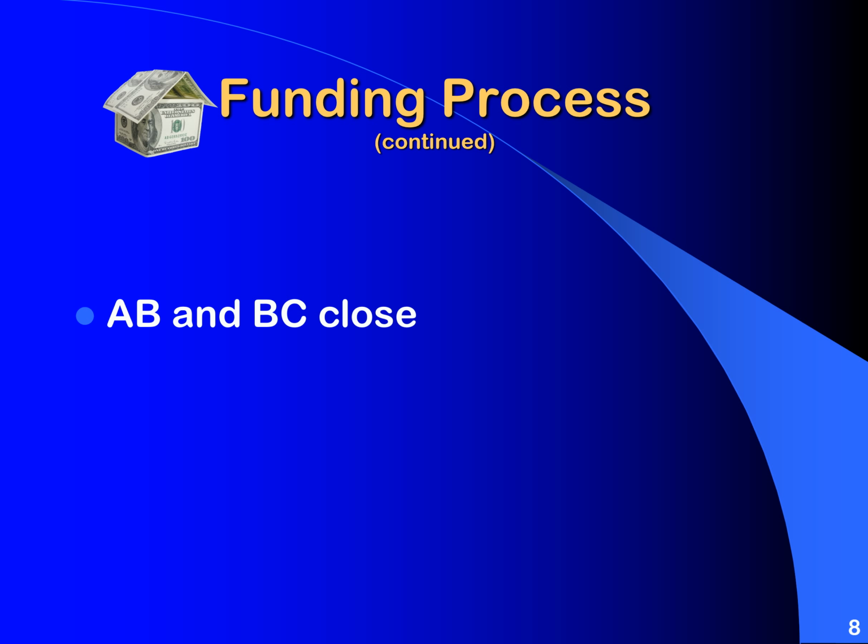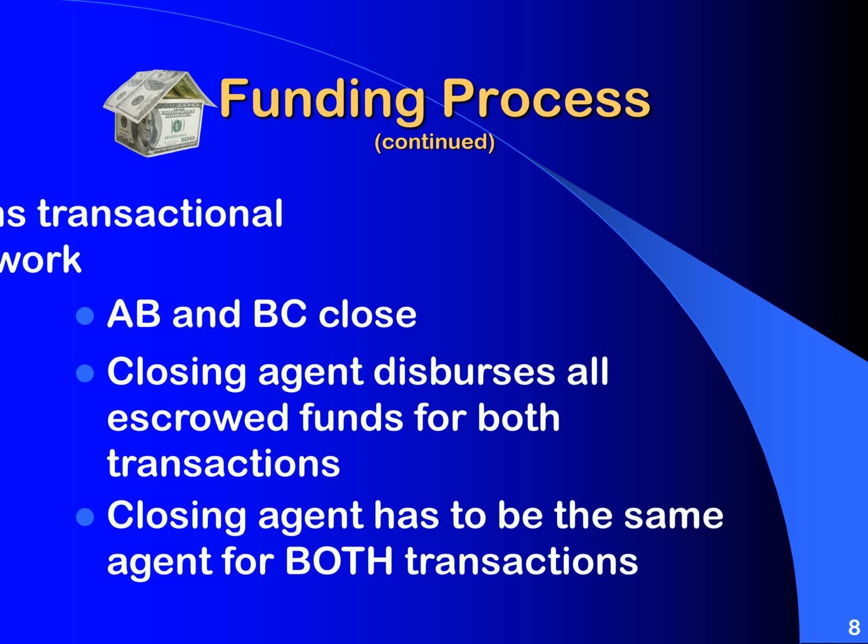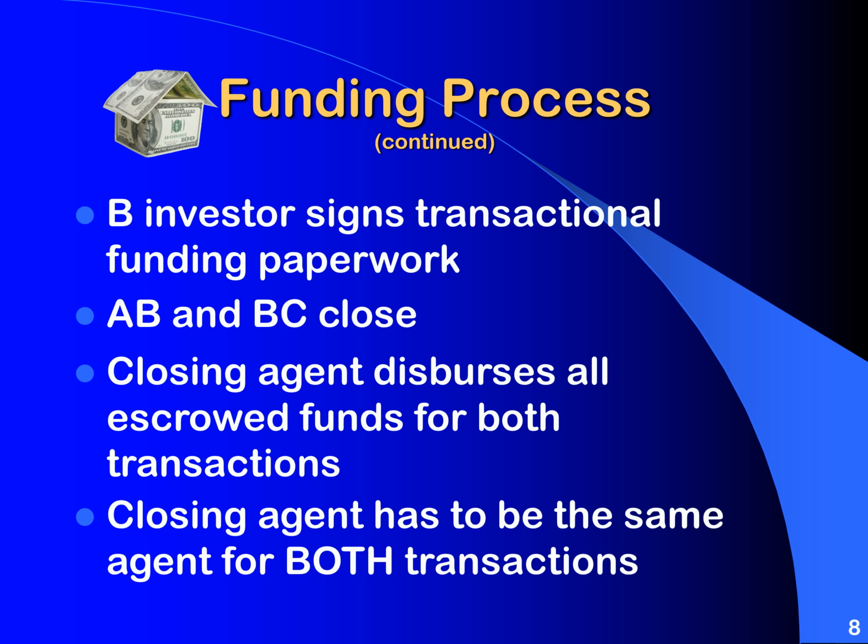Next, the funding process. I will explain to you in order. The B investor signs transactional funding paperwork. A, B, and BC close. The closing agent disperses all escrowed funds for both transactions. And the closing agent has to be the same agent for both transactions. That is a requirement from all transactional funders.